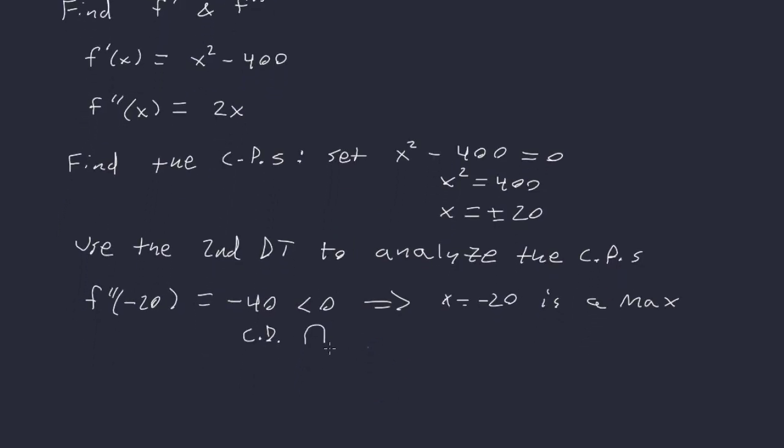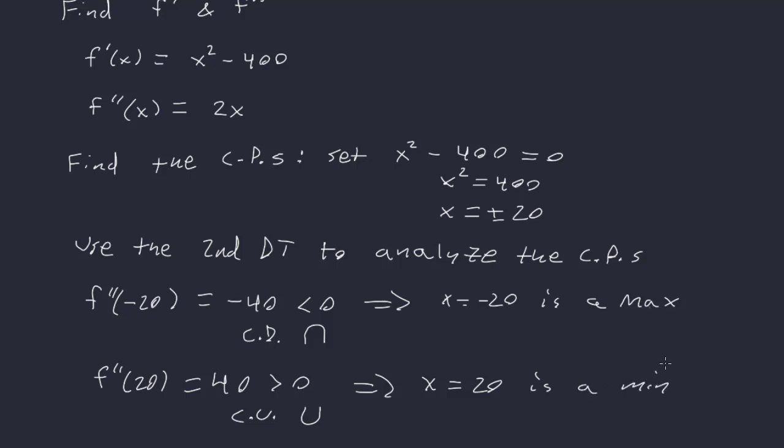Okay, while when we plug in the positive 20, we'll get the exact opposite happening because this is just 2x. So we will get positive 40. That's concave up. That means we have a u. That means x equals 20 is a minimum. All right, so we found the x values. I'm going to basically leave it there for the time being. I'm going to come back later and find the y values. There's no real hurry here.